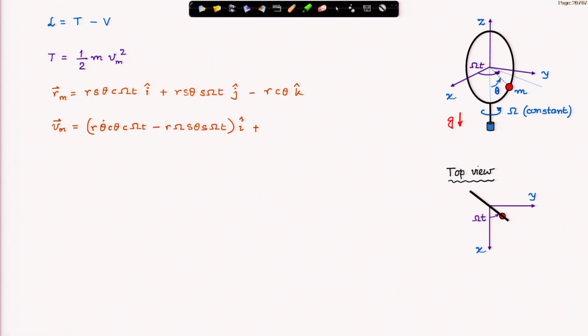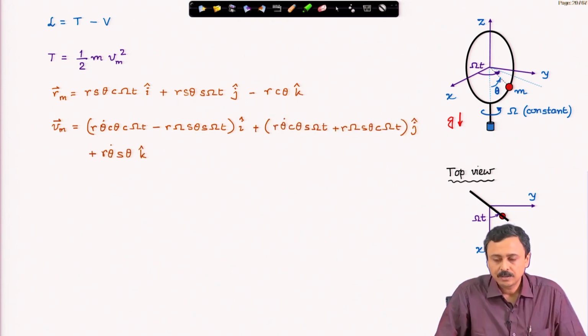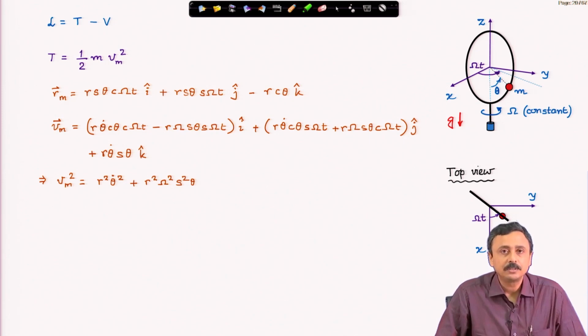If I know the position vector of the bead, I can find out the velocity of the bead. I take time derivatives of all the terms. Remember that the x, y, z coordinate system is fixed, there is no frame derivative. i cap, j cap, k cap are fixed in space, they are not moving. I have the velocity vector, therefore, I can find out the magnitude of the velocity vector square, and hence I can find out the kinetic energy of the system.